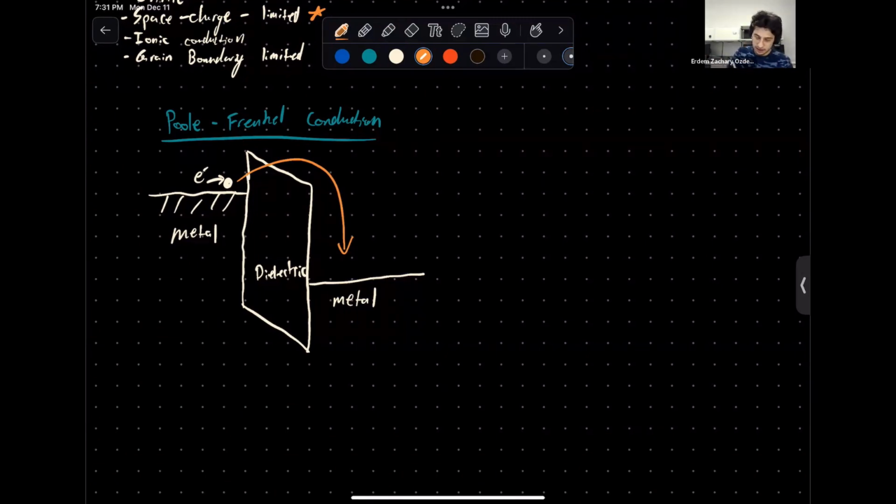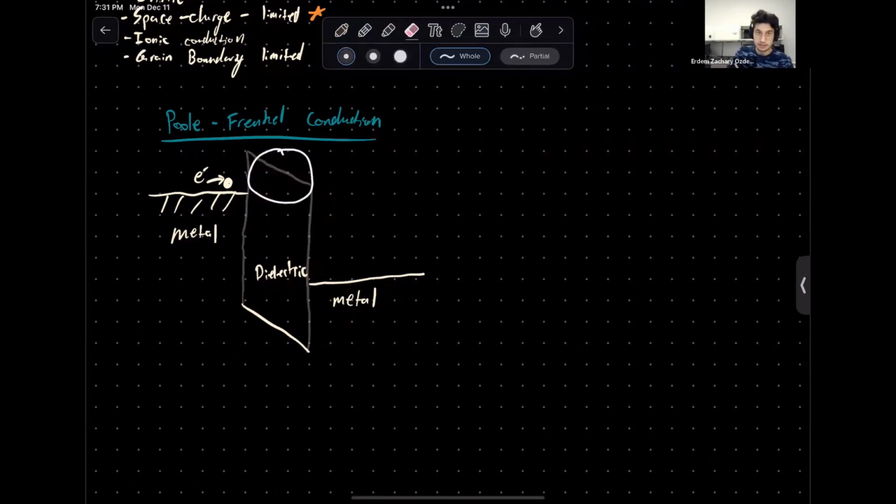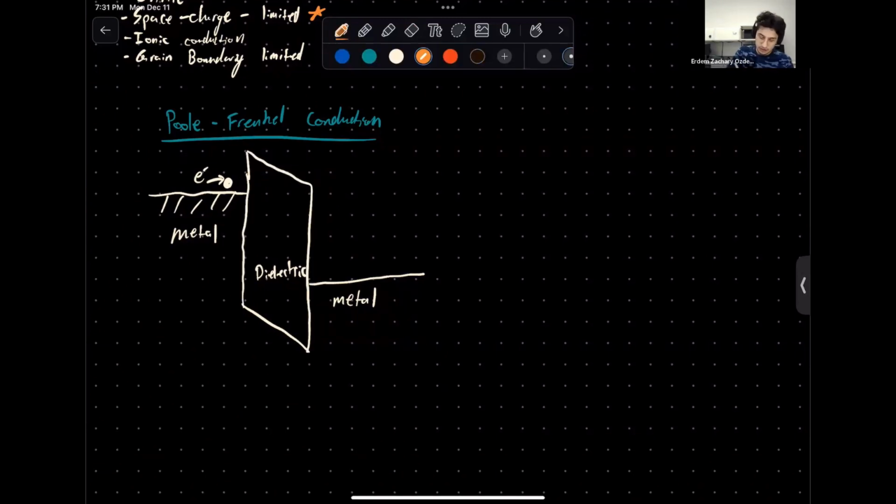So Poole-Frenkel conduction, the way this occurs, is in this sort of region here. In that region, you actually have a series of trap states. And what actually happens is that our electron, our lovely little electron, is going to hop into this state, and then sit here, and then hop again into this state, sit right there.